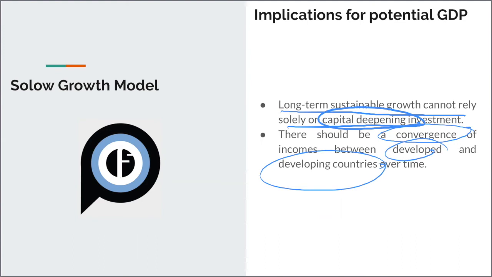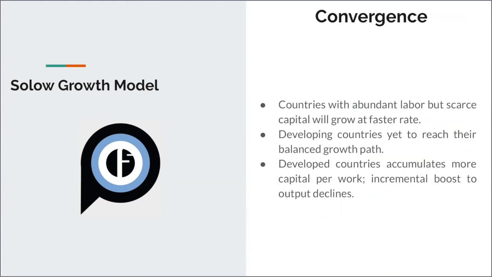There comes a question then, what does this convergence mean? Convergence means the countries with abundant labor but scarce capital will grow at a fast rate. For example, many developing economies have a huge amount of labor, but they lack capital. So as they get more and more capital, the economy grows at a much faster rate. Why is that increasing at a faster rate?